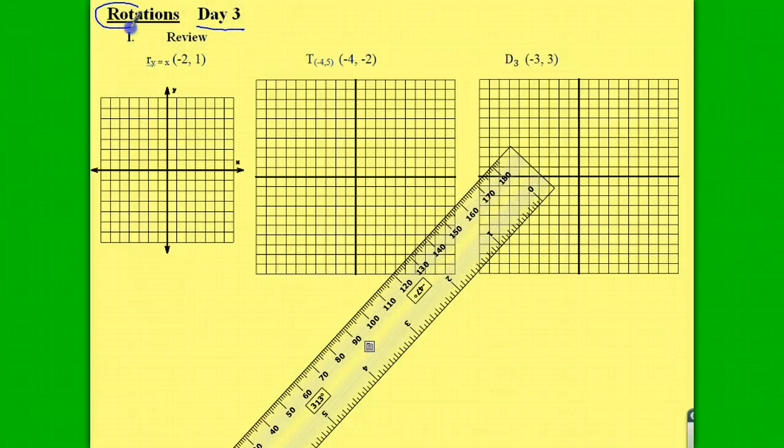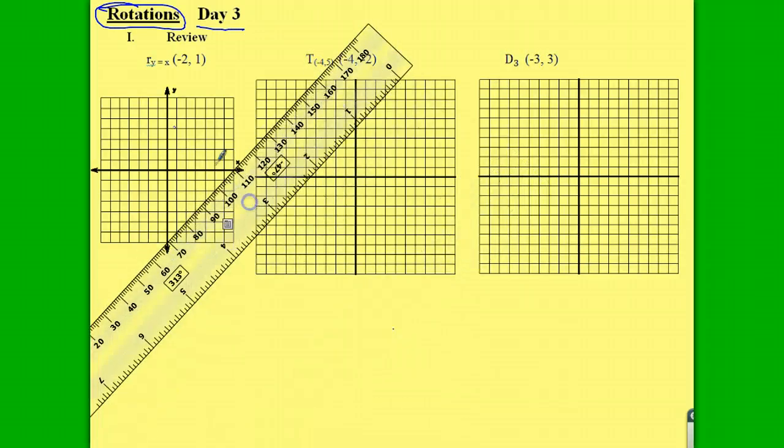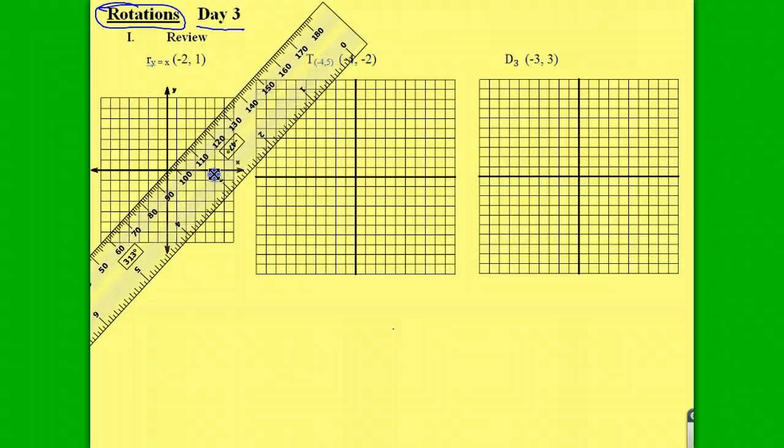Day 3 is going to be our rotations day. So if we look closely, we're going to do a little review first. And remember that the little r is reflection, capital T is translation, and capital D is dilation. So a reflection through the y equals x line, remember the y equals x line is this.